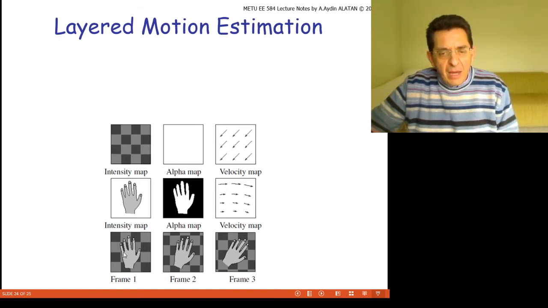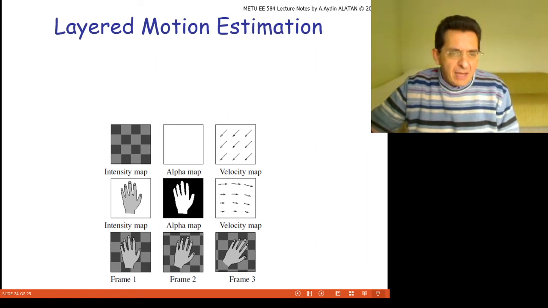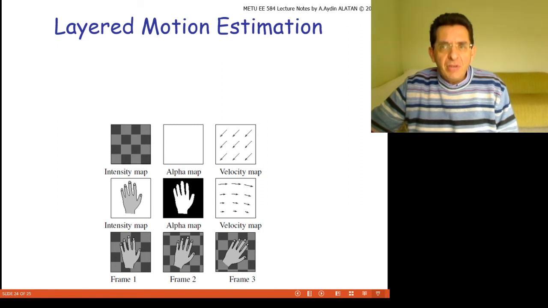Now these are the frames. We are doing like this, but please note the background is also moving at this point. The background checkerboard is going down. Now I am trying to estimate a very complicated looking motion. Some of the pixels are due to the hand, some of the pixels are due to the background. But the trick here is this.